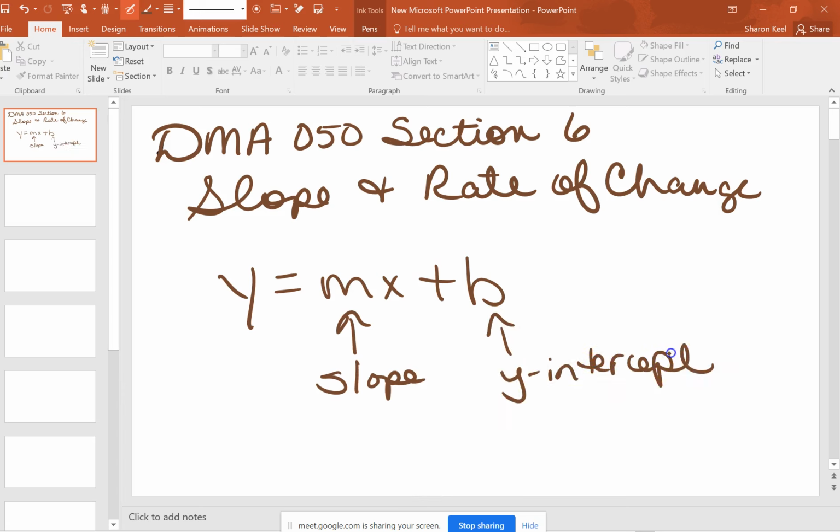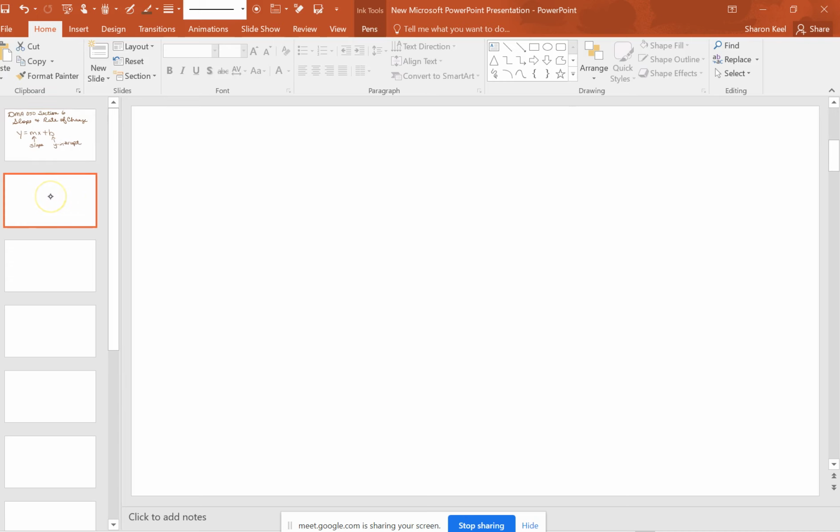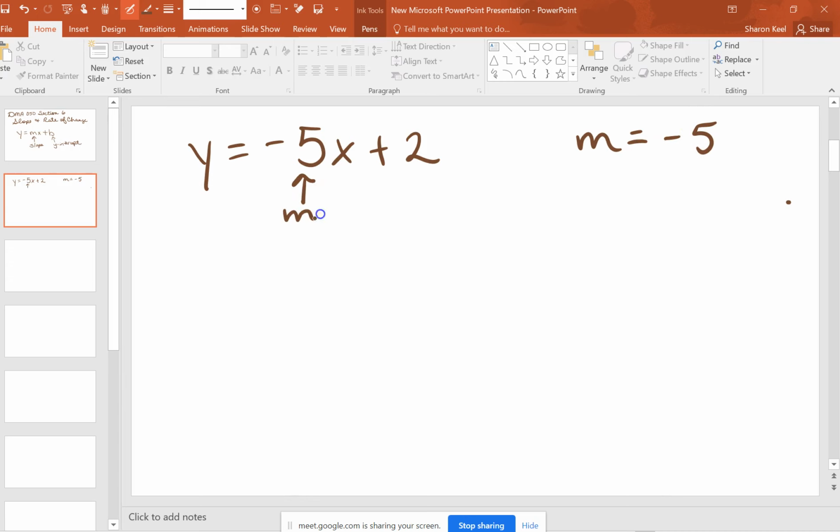So as you're working in this particular section of section 6, you're going to have a lot of questions asking you about the slope. What is the slope of a line? Well, with the slope, you might be given an equation. If I gave you, let's say, y equals negative 5x plus 2, and I asked you to identify the slope, what would the slope be? It would be the negative 5. The m is the value in front of the x.